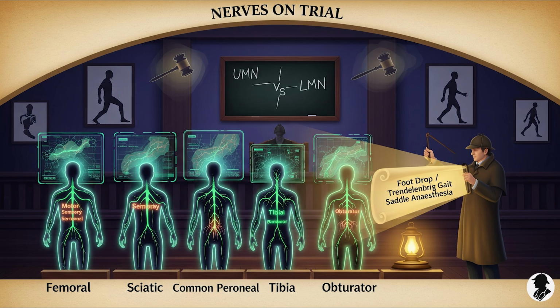Okay, so beyond UMN and LMN, our sources point to two more crucial concepts for mapping things out, especially spinal versus peripheral nerves: myotomes and dermatomes. Yes, these are like your anatomical address codes, really useful in the clinic. A myotome is basically a group of muscles supplied by a single spinal nerve root, responsible for a specific movement, like hip flexion. That's mainly L1, L2. Knee extension is L3, L4.